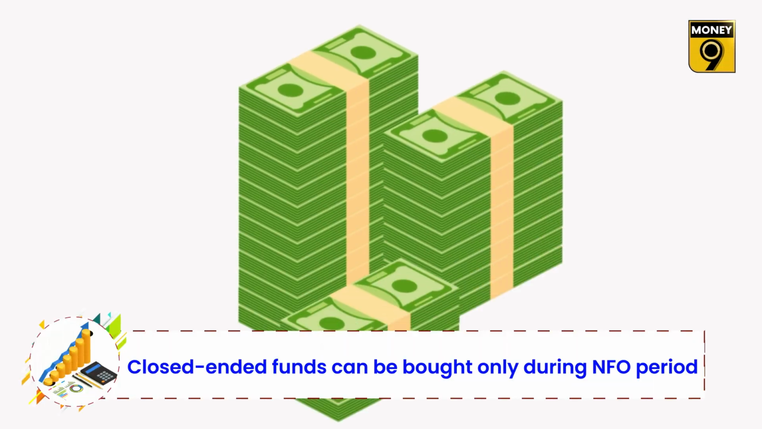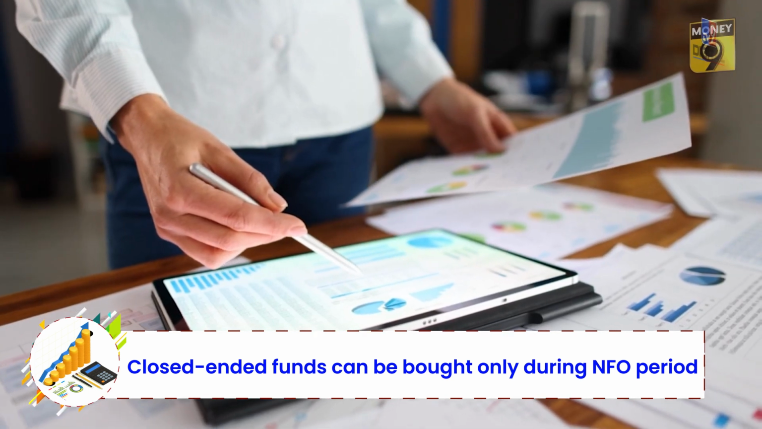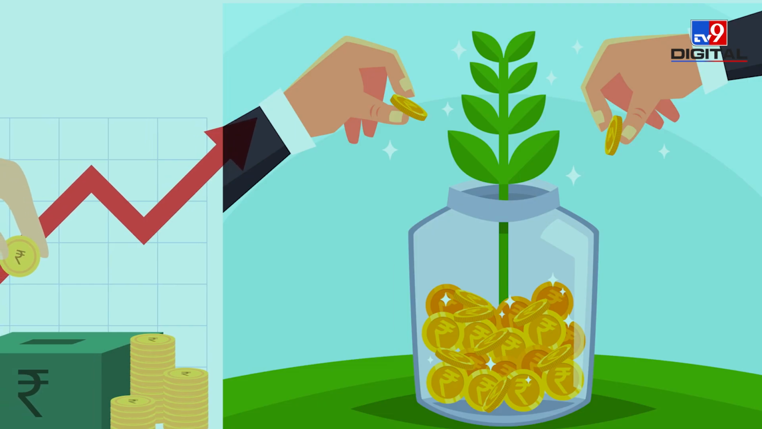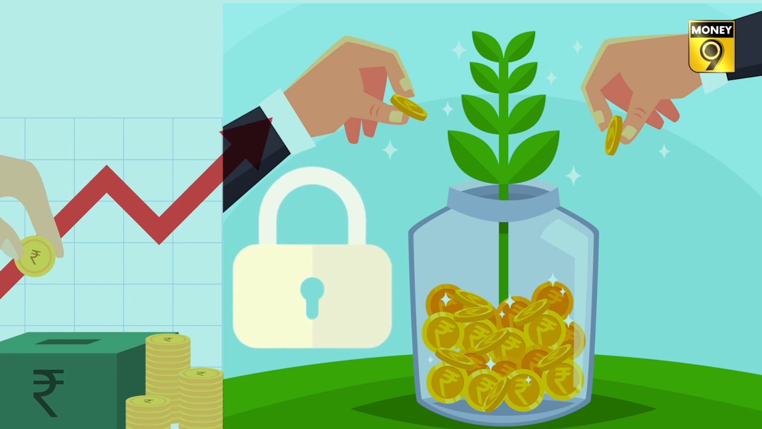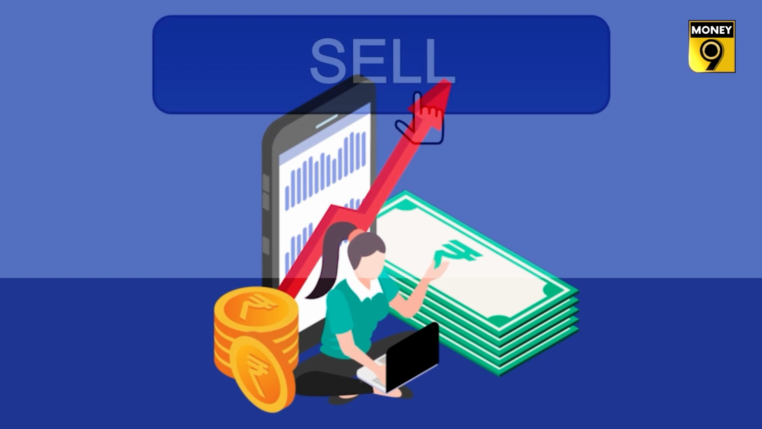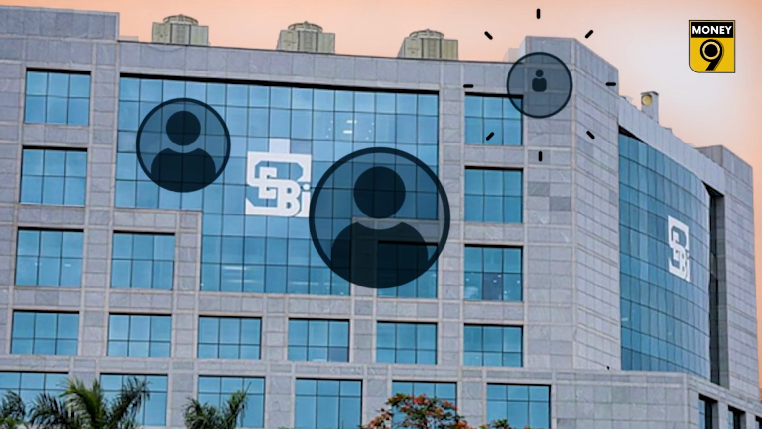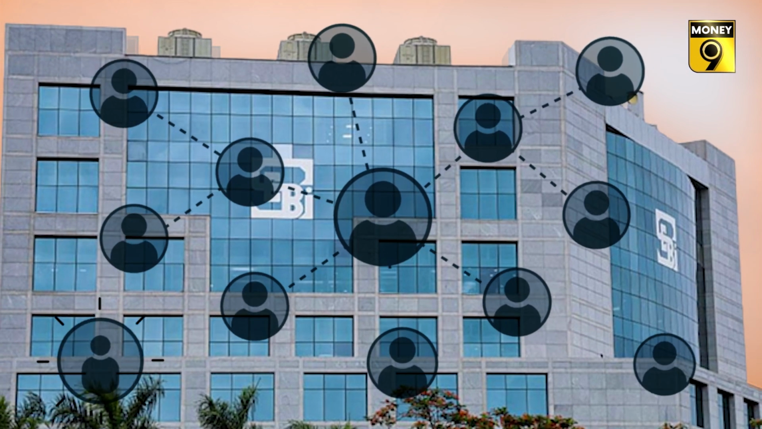On the other hand, in closed-ended funds, you can purchase units only during the new fund offer period and your investment is locked in for a predetermined period. Moreover, you can redeem the units only upon maturity, which means you cannot sell them before that. However, SEBI has introduced a mechanism to provide some liquidity to investors.